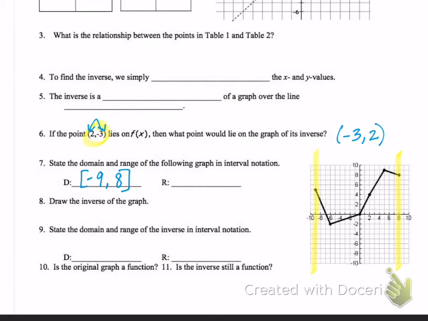Then for range, I'm going to put the lowest point and the highest point. So what would the range be from where to where? -2 to 9. Brackets or parentheses? Brackets.